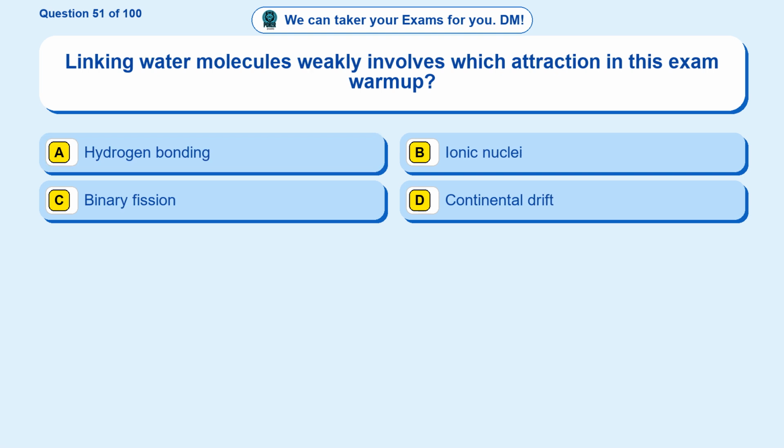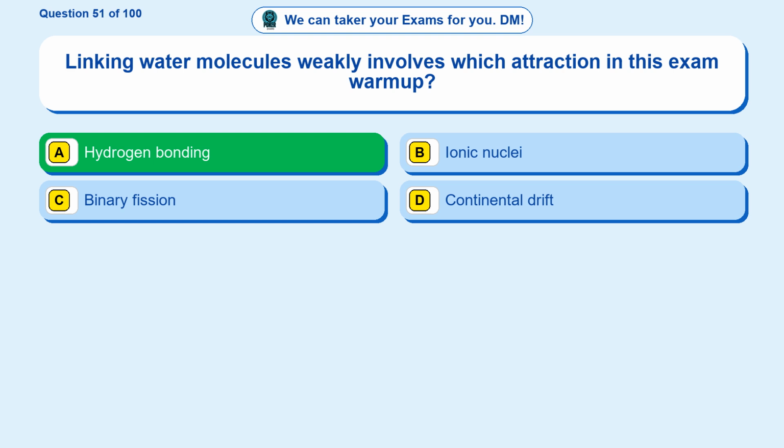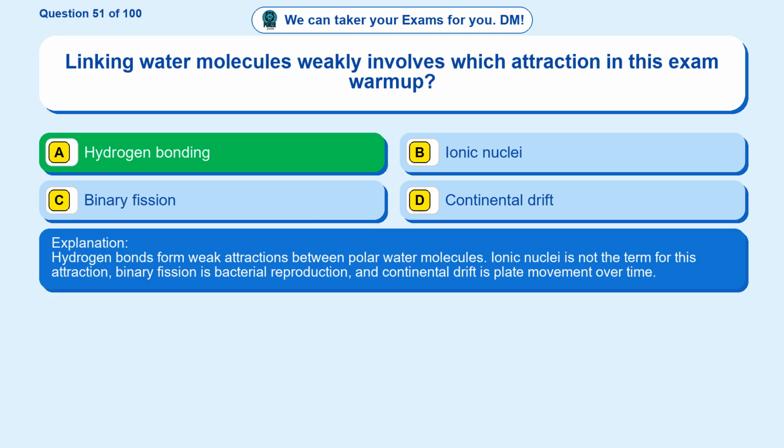Question 51. Linking water molecules weakly involves which attraction in this exam warm-up? Option A hydrogen bonding. Option B ionic nuclei. Option C binary fission. Option D continental drift. The correct answer is option A. Hydrogen bonding. Hydrogen bonds form weak attractions between polar water molecules. Ionic nuclei is not the term for this attraction, binary fission is bacterial reproduction, and continental drift is plate movement over time.